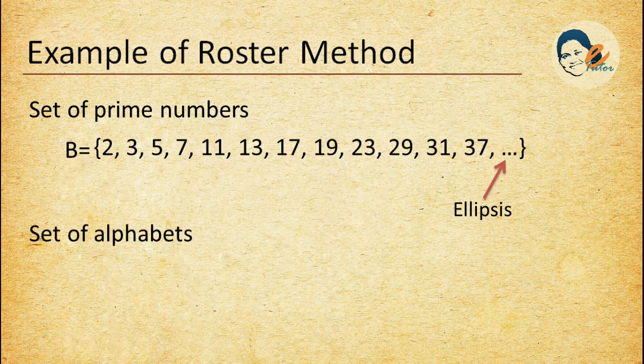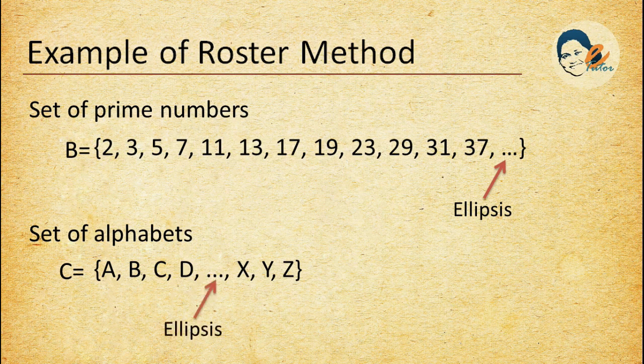For example, the set of alphabets. Here we have 26 letters, right? So, we can place this ellipsis in between to save writing the long list. Am I clear, guys?